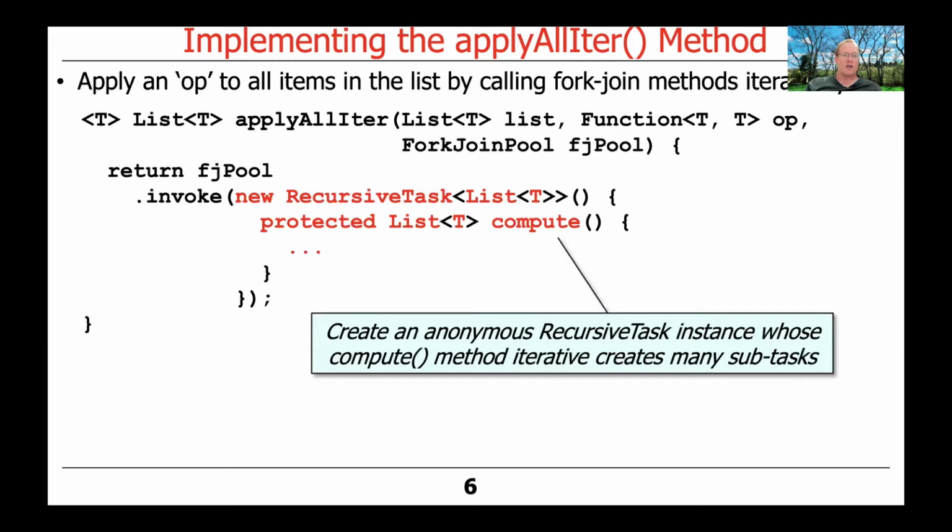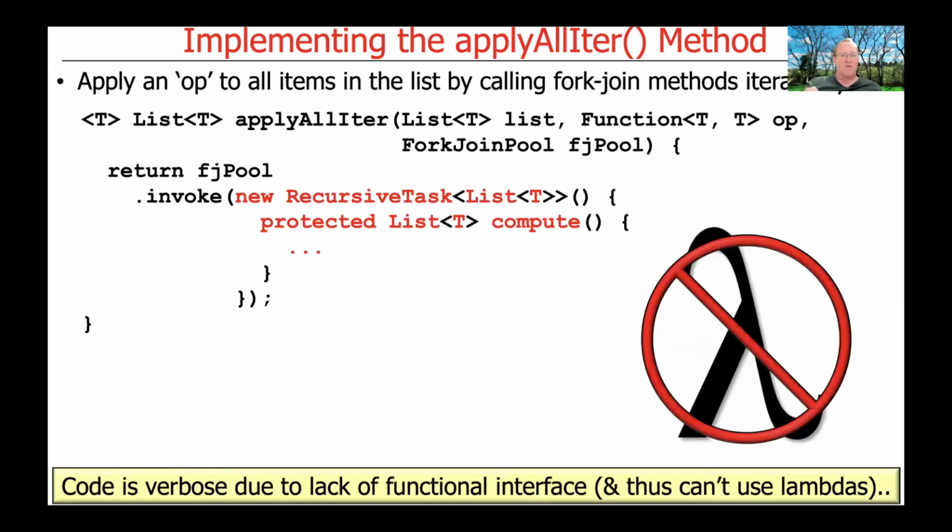You can see here that we're going to create ourselves a new anonymous recursive task instance. Remember, we talked about recursive task. That's the subclass of fork join task that comes defined out of the box that has a compute method to do some work. And remember that recursive task returns a result. And you can see in this particular case, the compute method returns a list result. Unfortunately, because these mechanisms were defined in the earlier days of Java, before we had functional interfaces and so on, we have a little bit more verbosity than you might want normally. And that's because we have to use anonymous inner classes rather than using lambda expressions here.